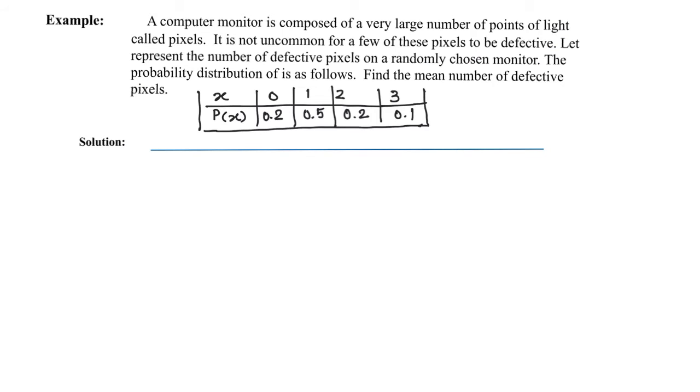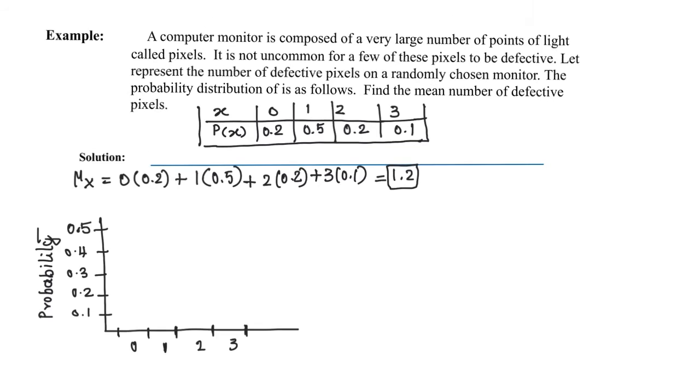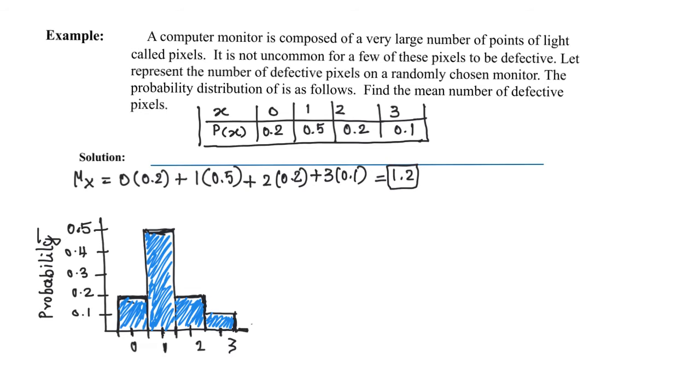This is an example determining the mean of a discrete random variable. So multiply X with P(x) for each one and add everything together to find the mean of the discrete random variable. Remember, the mean is the measure of center for the probability distribution. This diagram represents a probability histogram for the distribution. The position of the mean will be somewhere here, 1.2, so it will be here.